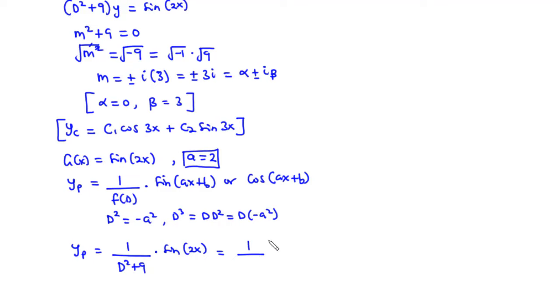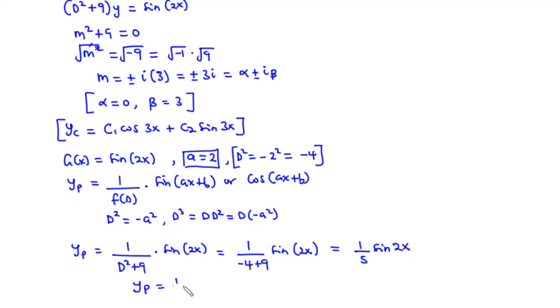So this is equal to 1 over, now d squared is equal to negative a squared. Now we have a to be 2. So that is negative 2 squared, and that is equal to negative 4. We have d squared to be negative 4. So we are going to have negative 4 plus 9 times sine 2x, and that is equal to 1 over 5 times sine 2x. So we have yp to be equal to 1 over 5 sine 2x. So that is the particular integral.